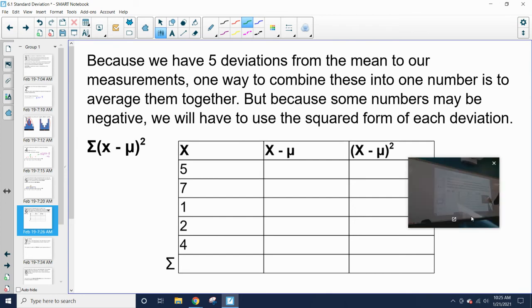Now, because we have these 5 different deviations from our mean to our measurements, one way to combine these into one number to show variability is to average them all together. So we can find the average deviations, or the standard deviation, of all of those. And that's a good way of showing variability. It's a good way of showing how spread out our data is. Is it common to have a large variability? Is it common to have a small variability?